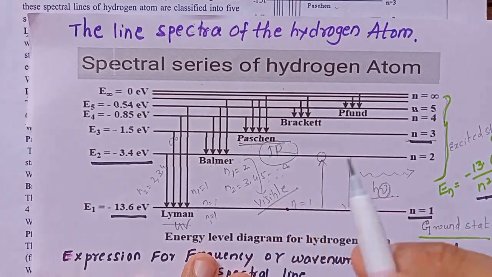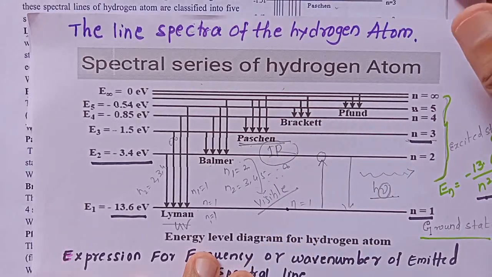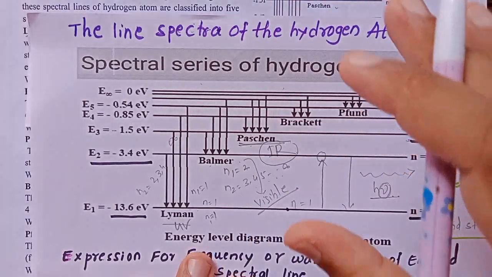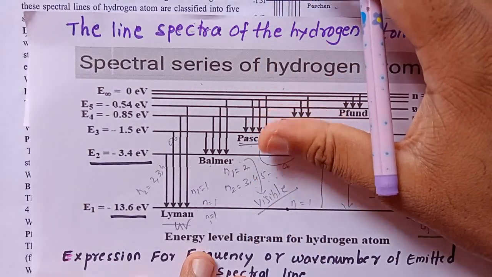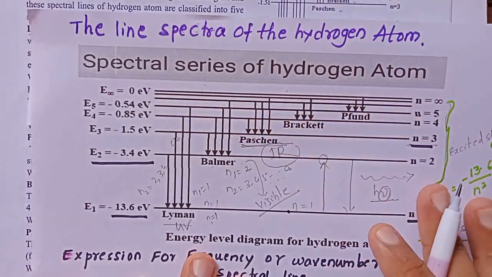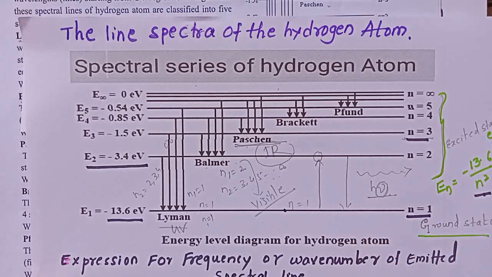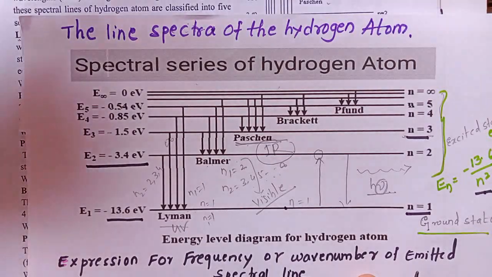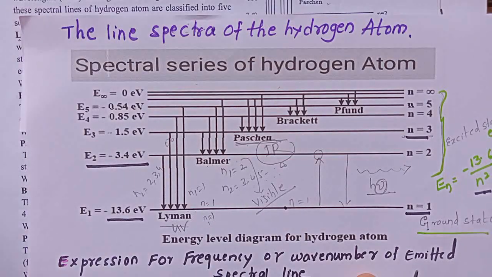This is a very important point that we are going to discuss in today's class. Here we are going to solve many numericals based on this concept. This is a very important formula: 1 by lambda is equal to R into 1 by n1 square minus 1 by n2 square. n1 and n2 represent the transitions between the two levels. n1 represents the ground state, the lower energy state, and n2 represents the higher energy state.